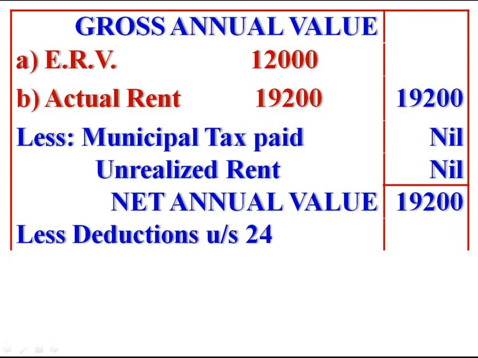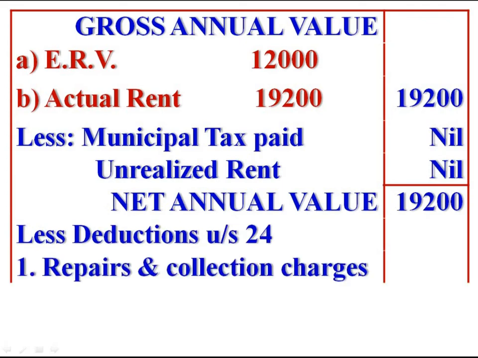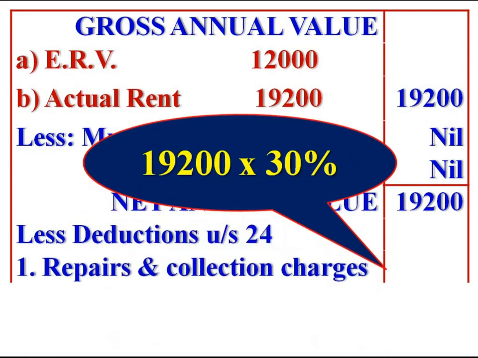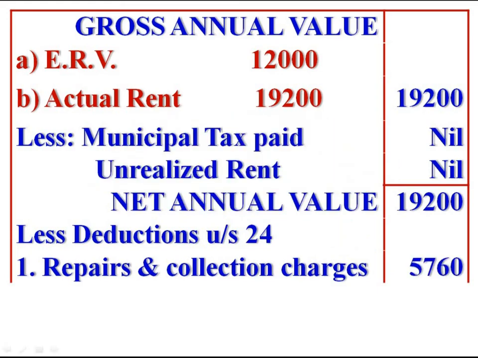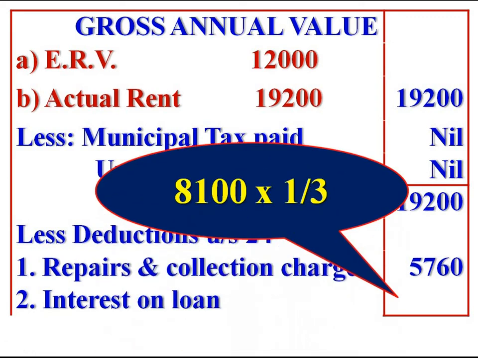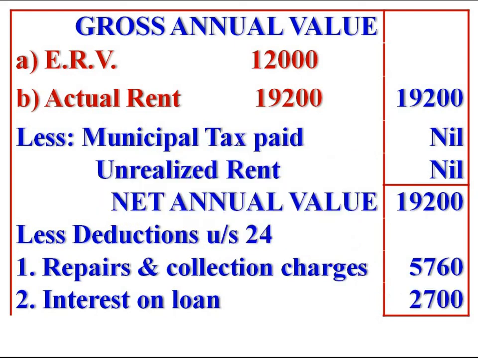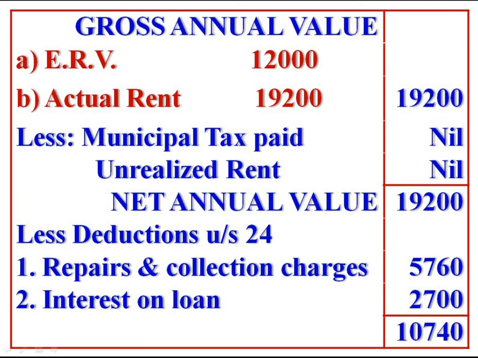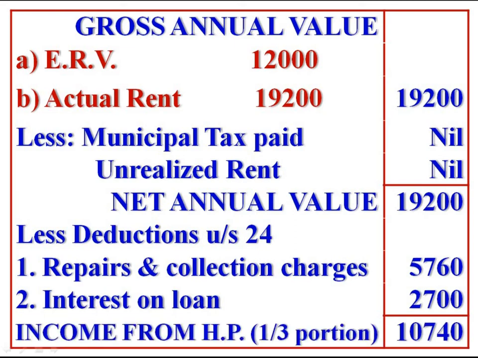Less deductions under section 24. First, standard deduction, 30% of the net annual value for repairs and collection charges. That is net annual value 19,200 into 30%, 5,760. Then interest on loan. We had computed the total interest on loan of the house as 8,100. Therefore, interest on loan for the let out portion, 8,100 into 1 by 3, 2,700. Deduct these two items, we get 10,740. It is the income from house property of the 1/3 portion let out.